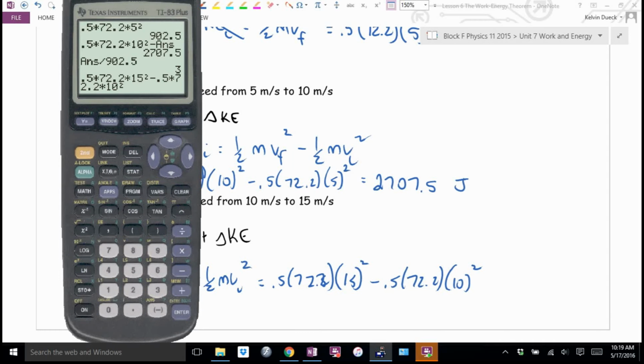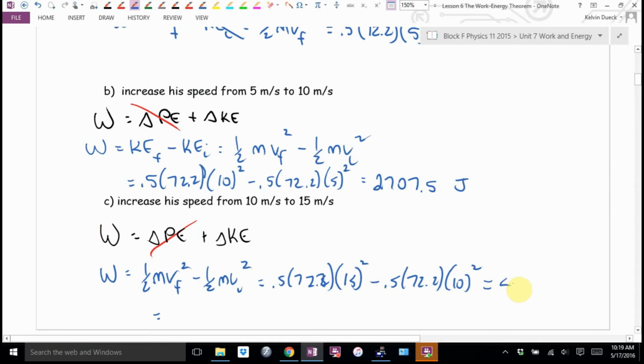What'd you get? 4,512.5? Hey, take that number, divide it by the 902.5. How many times more energy does it take to go from 10 to 15, a 5 meter per second increase, than it does to go from 0 to 5?